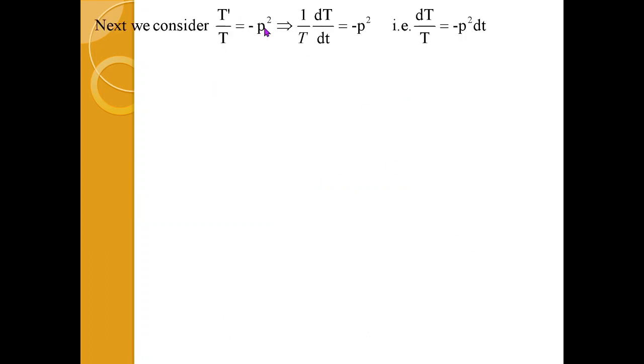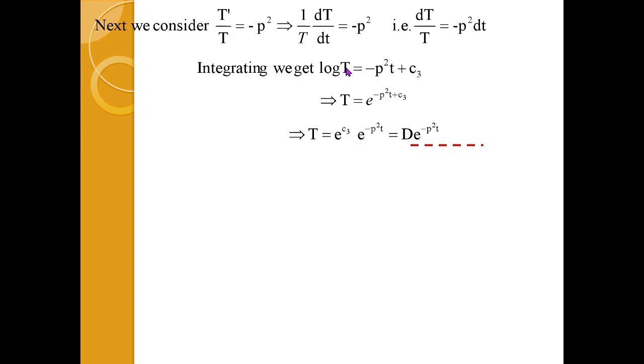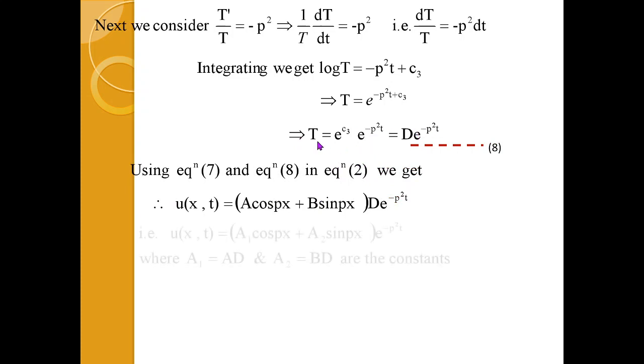So capital T dash by T is minus p square, which I can write as 1 by t. Capital T dash means derivative of capital T with respect to small t. Now separate the variables and integrate. The integration of this is log T equal to minus p square t plus c3. We want the expression for capital T, so we take anti-log. Taking anti-log, we have e power minus p square t plus c3. Now apply the law of indices, the terms get separated, that is e power c3 into e power minus p square t. e power c3 is d. So we have the second expression, that is capital T.